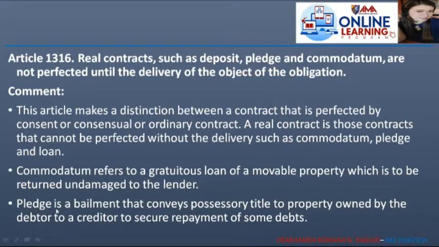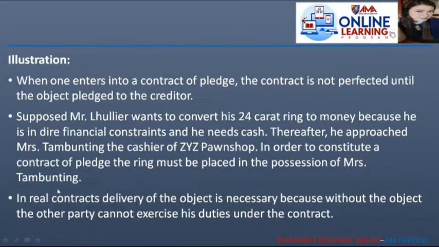Next is pledge. Nabanggit natin to kanina sa case ni Yani and ni Zian. So, pledge is a bailment that conveys possessory title to property owned by the debtor to a creditor to secure repayment of some debts. So, kumbaga, class, pansamantalang maibibigay ang title, possessory title doon kay creditor kasi ito ay naging security ng utang ni debtor sa kanya. We call that pledge. Next, illustration. When one enters into a contract of pledge, the contract is not perfected until the object pledged has been delivered to the creditor.